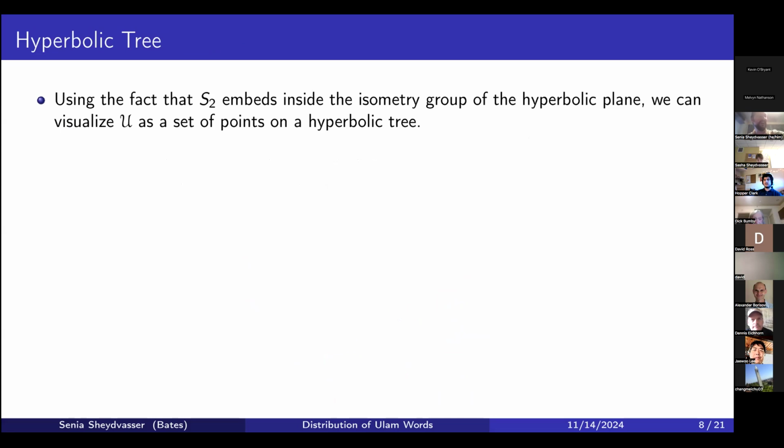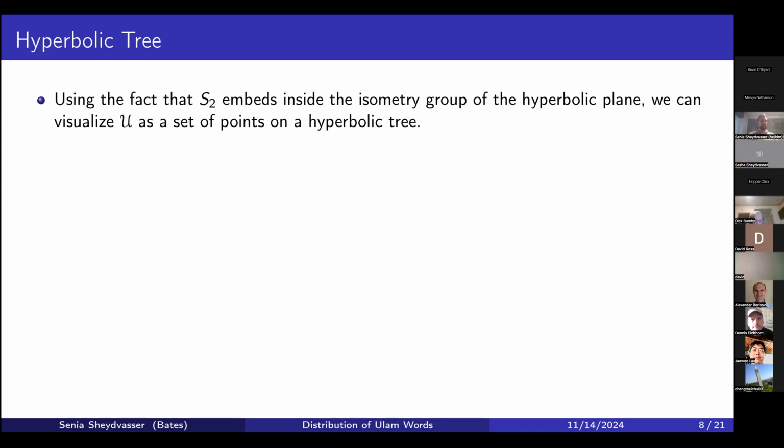Now we get into the part of the talk where I talk about everything else, where we don't know how to prove anything, but we have a lot of data and we have a lot of conjecture. So one thing that we were very interested in was trying to visualize Ulam words, to get a sense of whether there are other patterns like the ones that I just mentioned, but maybe more general. And the first way that we came up with for attacking this was in terms of hyperbolic trees.